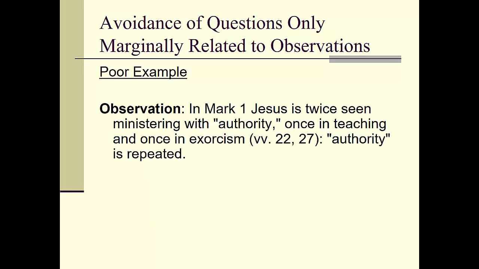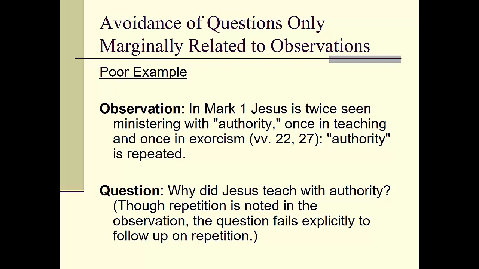Here's another weak example. Still, we're originating it in the same observation, authority twice. Notice the question: why did Jesus teach with authority? Well, that might actually be a fruitful question. The problem with it right here is it's not keyed into the fact that authority is repeated twice. That was the observation. I said to you, I saw authority twice. It's repeated. Then my interpretive question should key into that observation.